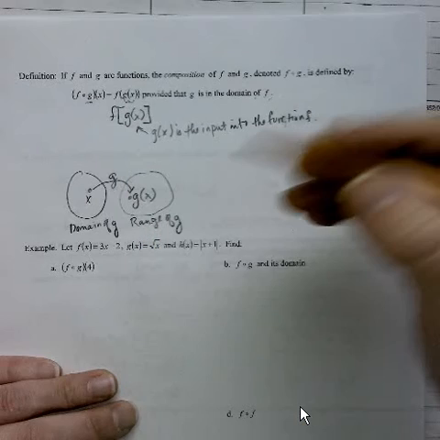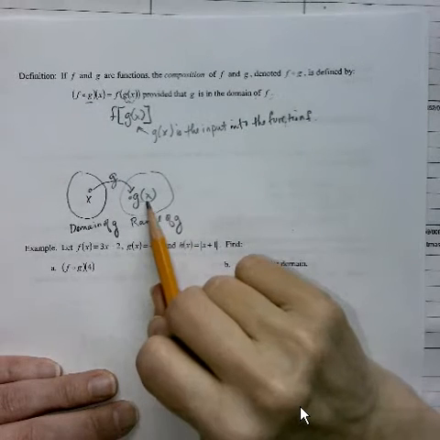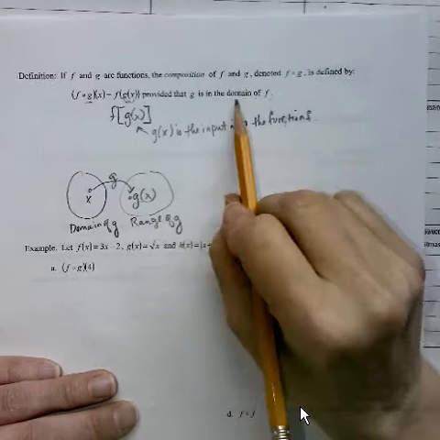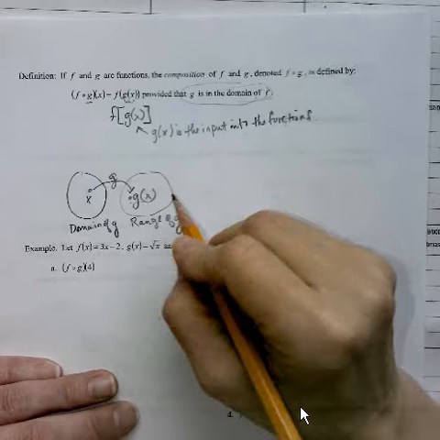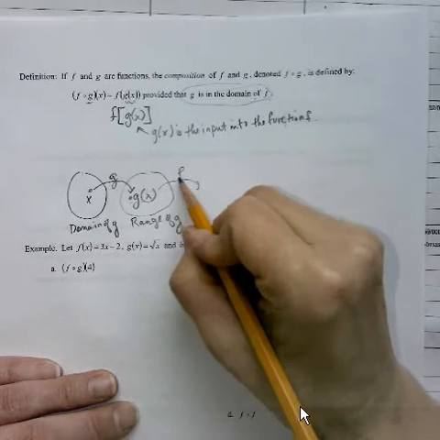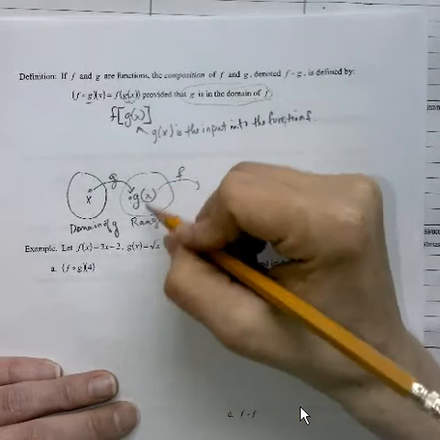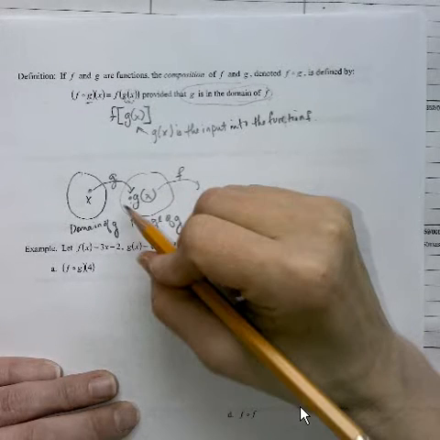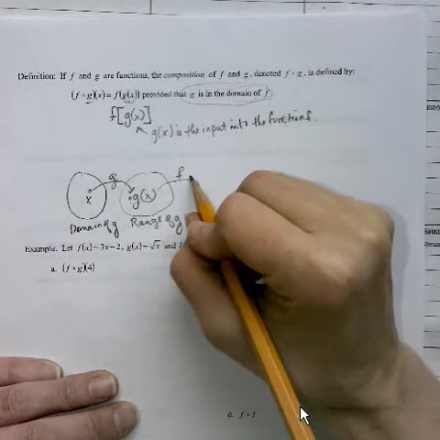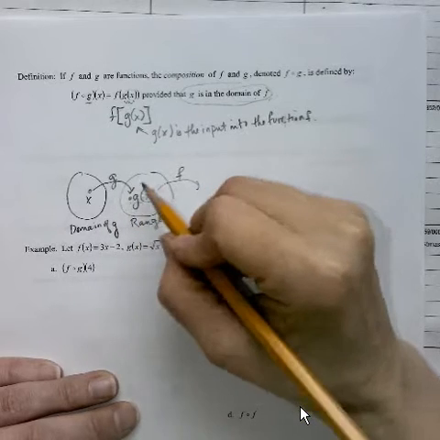Now, if this output is in the domain of f, that's this part here, then we can plug it into f. So this range doesn't have to be all numbers that you can plug into f. There's just some portion of it that you can plug into f.